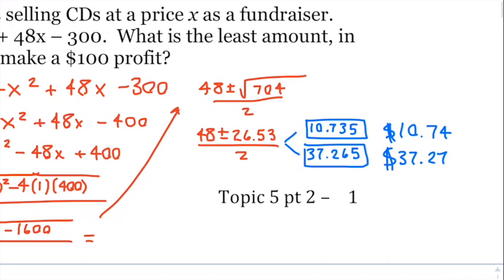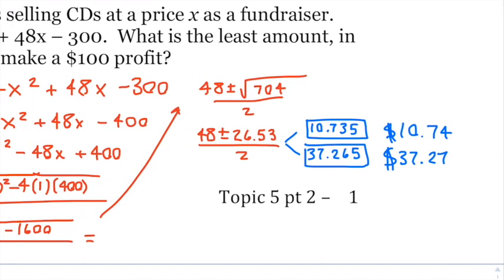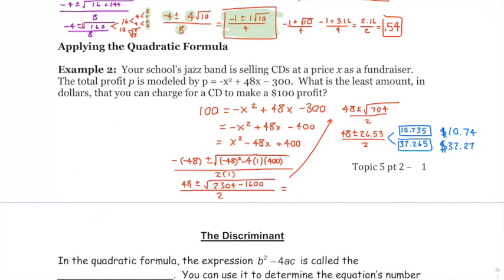Now, obviously, if you're doing CDs, if you use logic here, the $37 and 27 cents right there is probably not a realistic price for a CD, so it's probably going to be this price that is the best option, but that is what you need to do there on that.